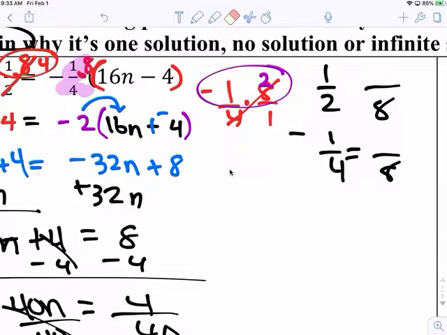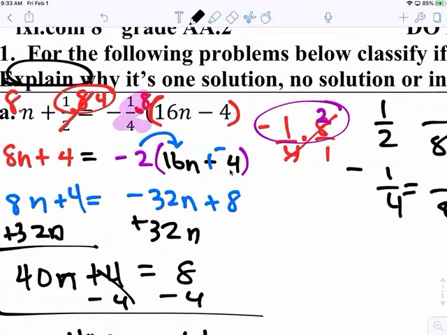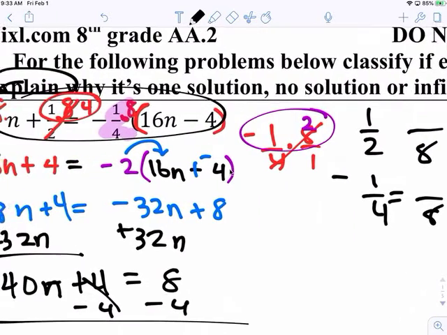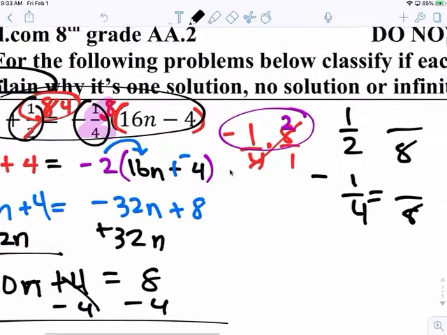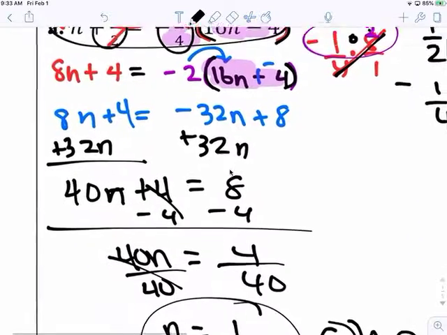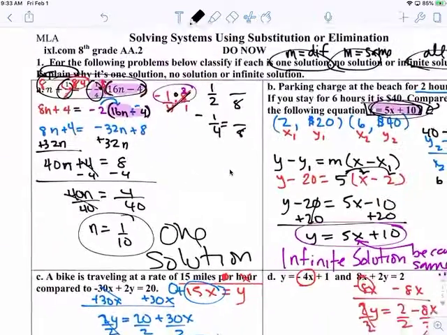You need to find the least common denominator here of 8. If you had 1/4 and 1/2, the least common denominator is 8. Then multiply everything by 8 except the stuff in the parentheses. You leave that sheltered. If you multiply by 8, you cross cancel, you get 2. 2 times -1 is -2. Then you solve the equation and you get 1/10.